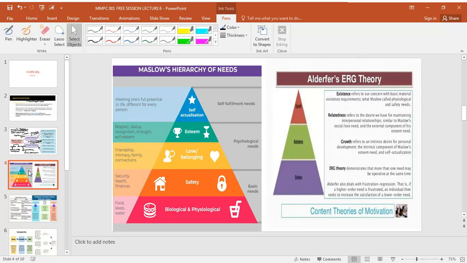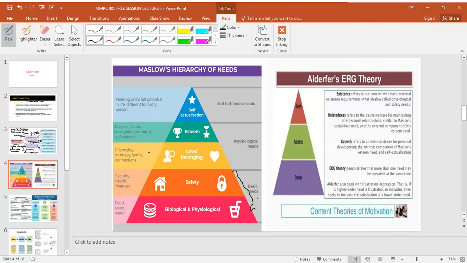That theory, all of us know, right? In Maslow's hierarchy of needs theory, it's like a pyramid. At the bottom of the pyramid, we have the biological and physiological needs. That is the primary need: food, sleep, and water. Then the safety need. Once you attain that level, you have the safety need, which is also security, health, and so on. The biological as well as the physiological needs and the safety needs constitute the basic needs.